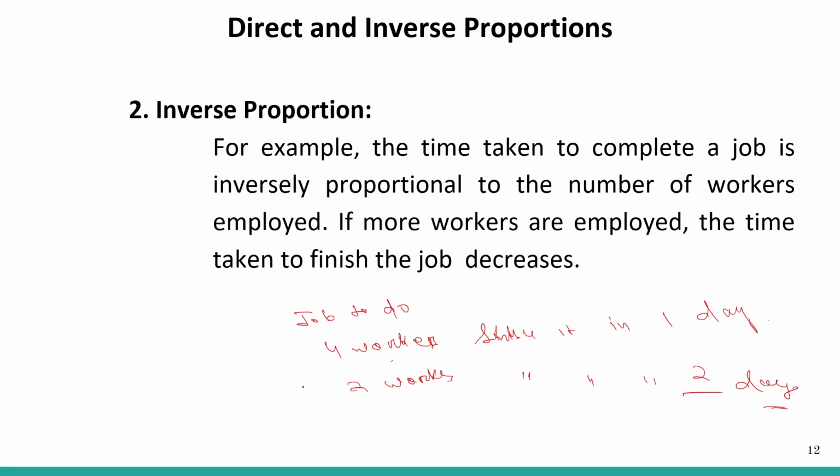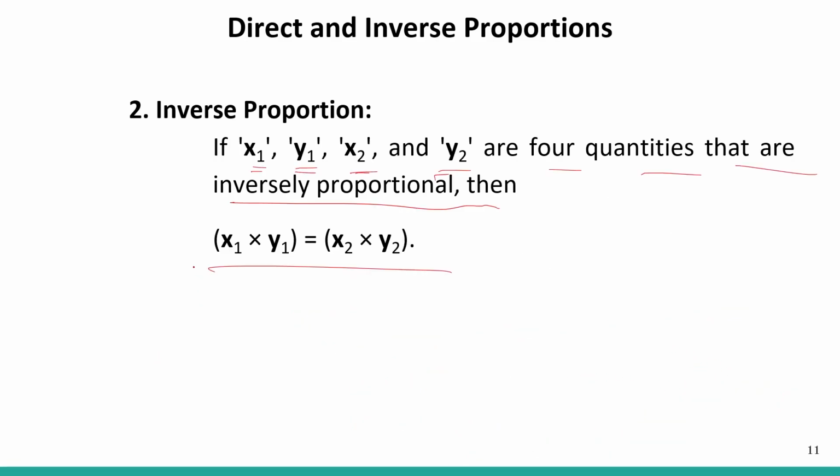How did I get to know? Because the number of workers is inversely proportional to the number of days. So I can write 4 into 1 is equal to 2 into x. If I don't know how many days it will take, this implies x is equal to 4 by 2, which is 2. So x is equal to 2. This is how I got to know that 2 workers will take 2 days. I used this formula right here.